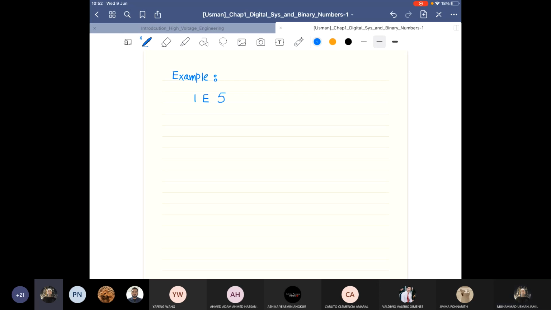So now for example we have the number 1E5.7A, which is in base 16, and now we want to convert it in base 10. Base 10. Then again the same thing is for the solution.